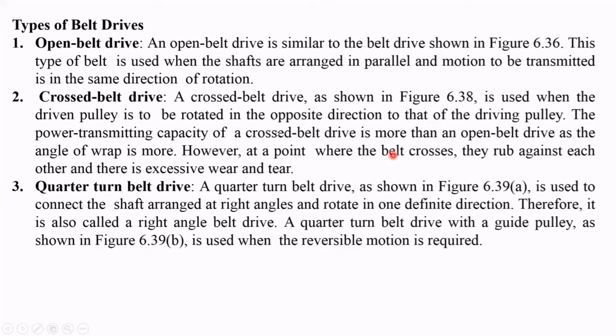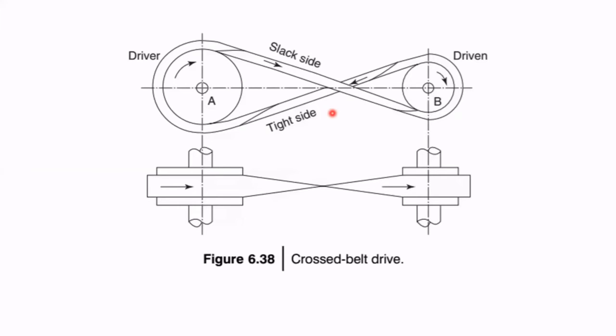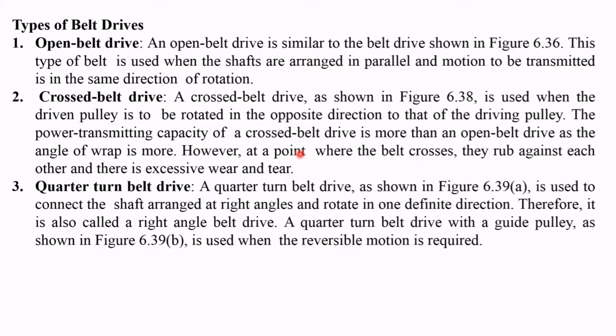It is used when shafts are arranged in parallel. So when two shafts are parallel, for transmitting motion between these two shafts, we use an open belt drive. Next one is the cross belt drive, meaning we arrange the belt in this direction. We can change the direction of the wheel by changing the belt drive to a cross belt drive. Here A is rotating clockwise, and P rotates in the opposite direction. It is used when the driven pulley is to be rotated in the opposite direction.